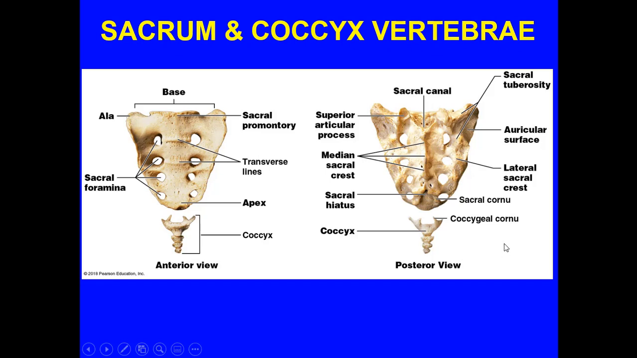Here's the coccyx. Here's the coccygeal cornu. Here is the sacral cornu, the sacral hiatus, the lateral sacral crest, the auricular surface, the sacral tuberosities here, the sacral canal, the superior articular process. This is basically attachments here for L5. You can see this also as the sacral promontory here. The ala here are the wings. The sacral foramina, sites where nerves will come out, and the medial sacral crest right here, okay?